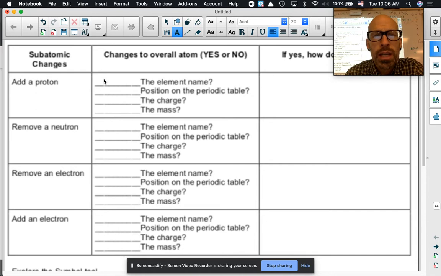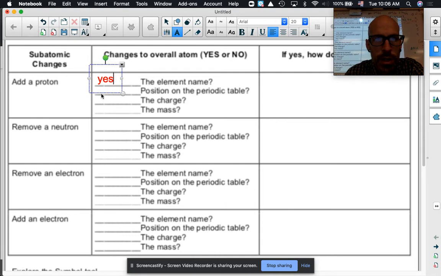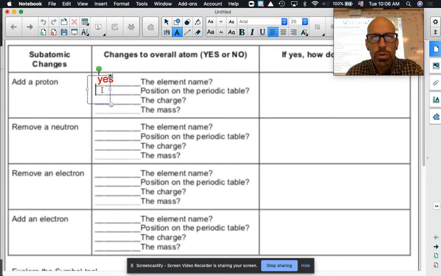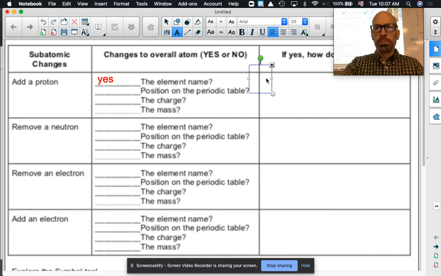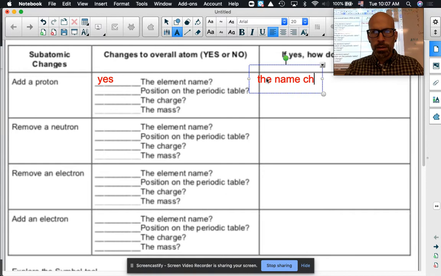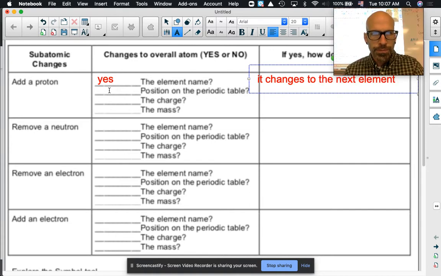So when you add a proton, does the element name change? Yes. And then over here you say, if so, how? How does it? The name changes to the next element. How about it changes to the next element? Okay, it fit.